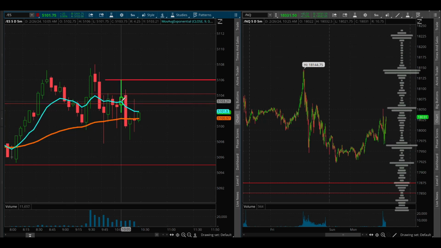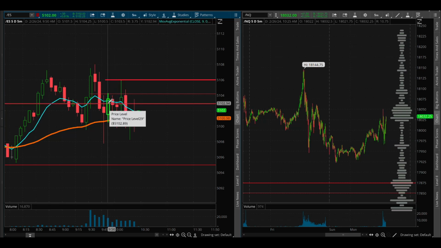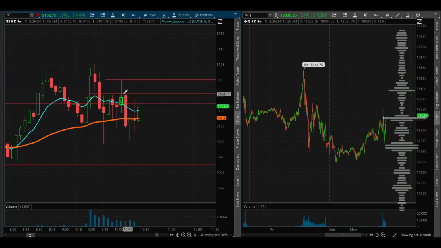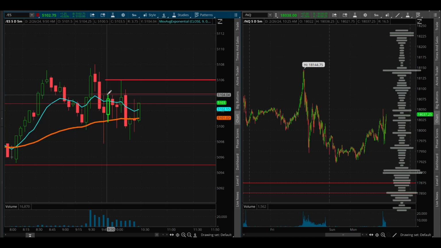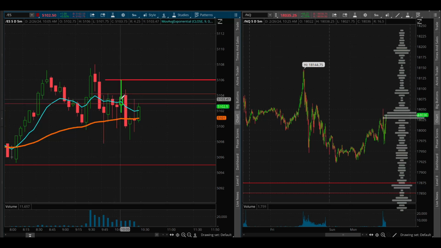We got to 5104 at 10:05. But the last time we got to 5104, we had another drop, and that was at 9:50. So that's our first point of entry, right? As far as puts, I like to enter based on where the previous high was on a downtrend, okay?